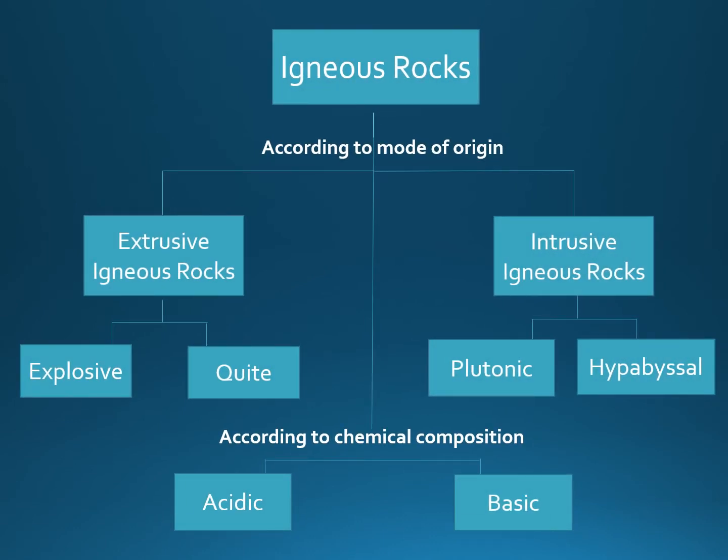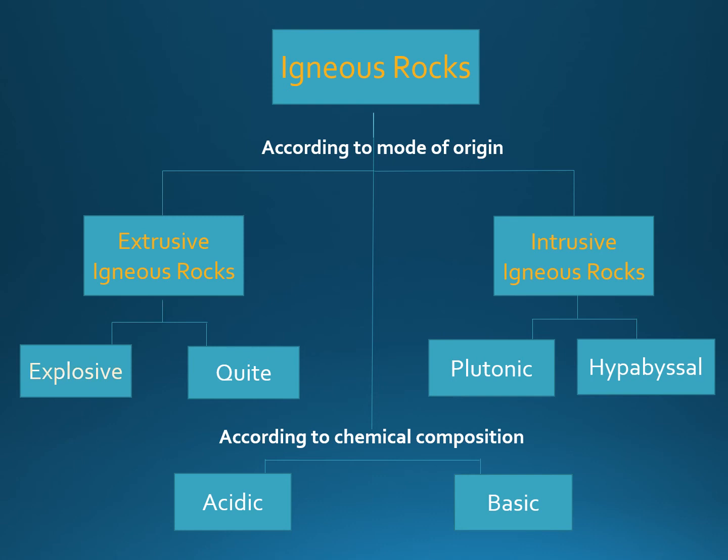So far, you have learned about the classification of igneous rocks along with their characteristics. Let's summarize the topic with the help of this mind map. Igneous rocks are basically divided into two based on their mode of origin. They are extrusive igneous rocks and intrusive igneous rocks. Extrusive igneous rocks are again subdivided into two based on the nature of lava.